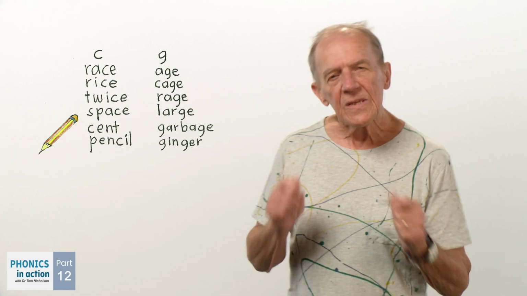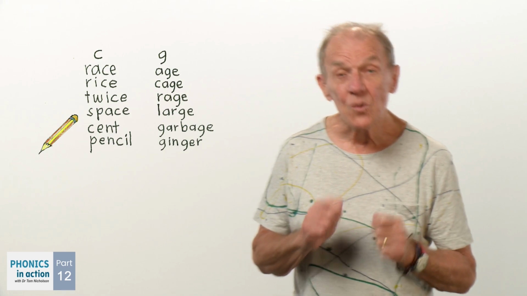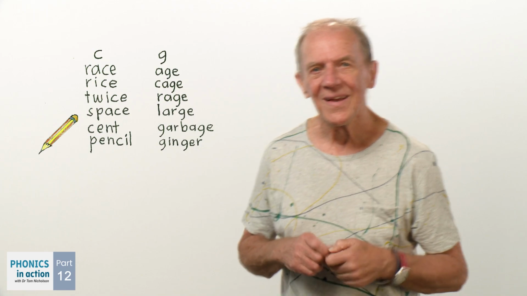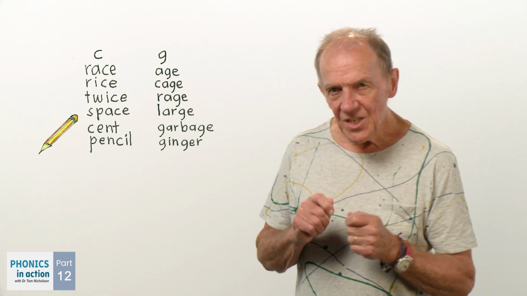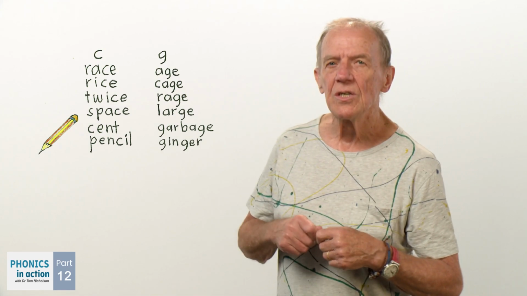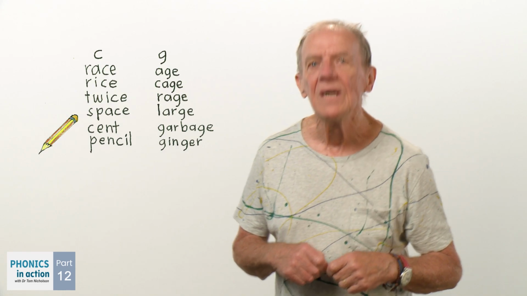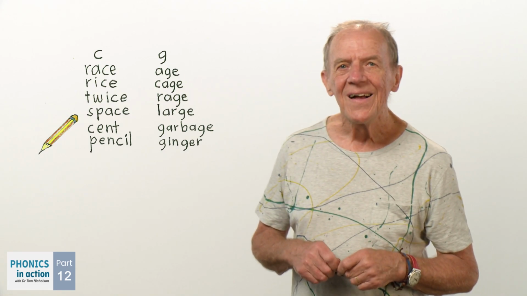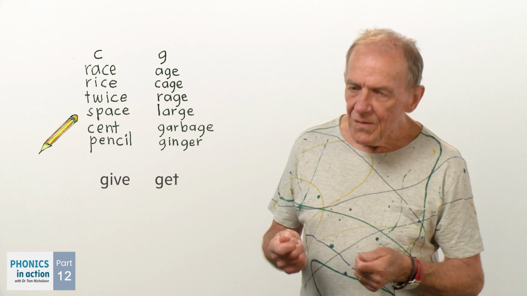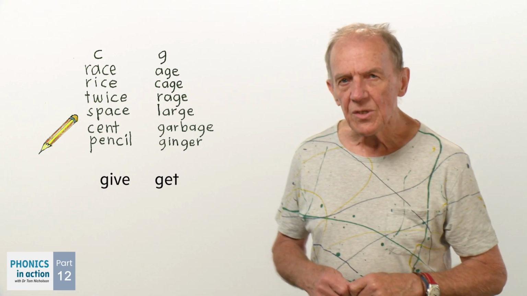Like in list 1, a C changes to a S. Race, rice, twice, space, scent, pencil. Now in list 2, G changes to J. Age, cage, rage, large, garbage, ginger. Well, as always, there are some exceptions to the rule. There are words like give and get, but there are only a few exceptions.